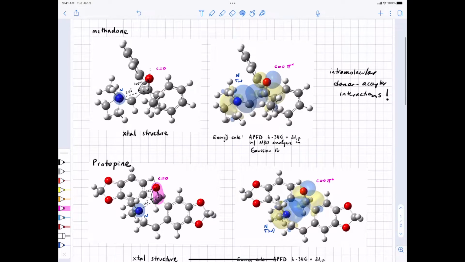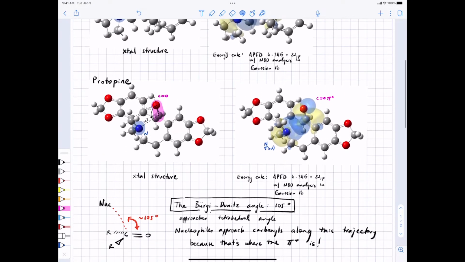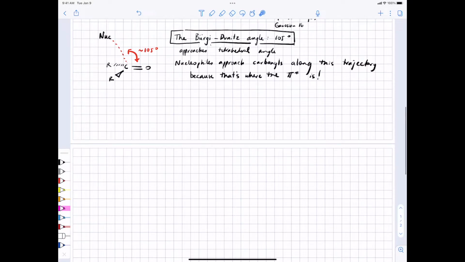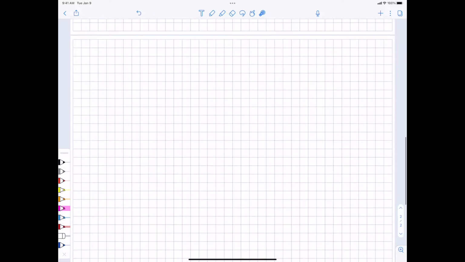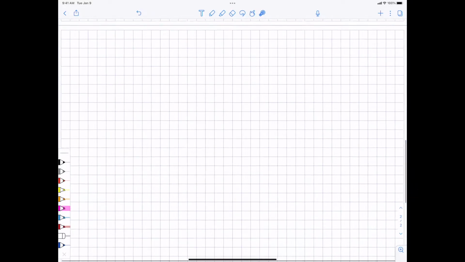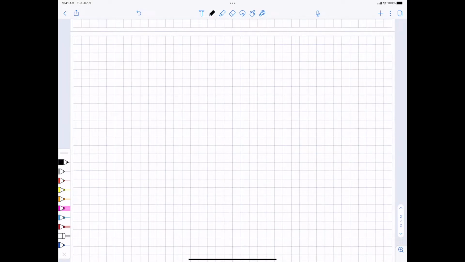So we talked about the Bürgi-Dunitz angle and how there's this idea that you need the right trajectory to attack the pi star of a carbonyl. Nucleophiles tend to approach from this angle. And that's going to be important in just a little bit, but we're going to take a step back and just consider simple additions to carbonyl compounds using concepts that we developed in the chapter on kinetics.